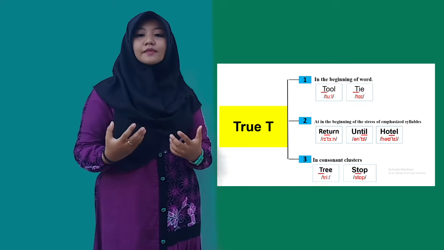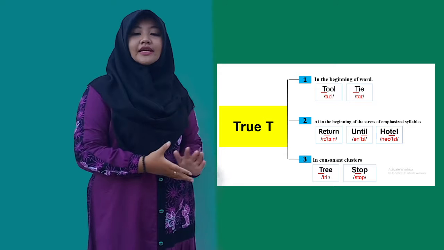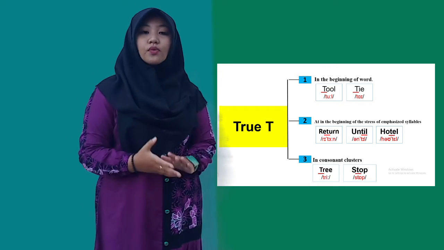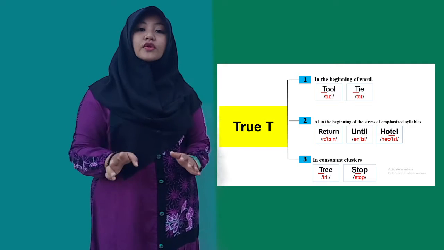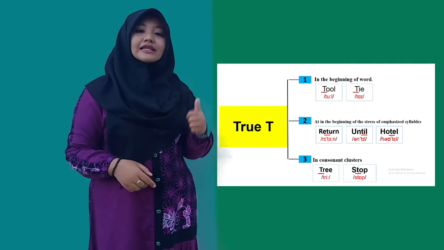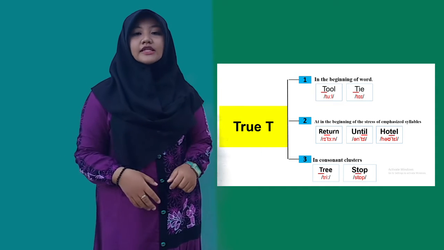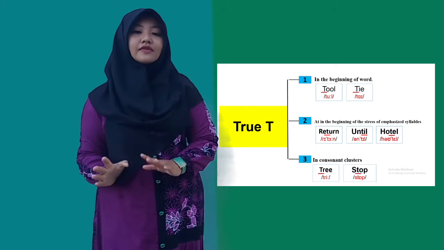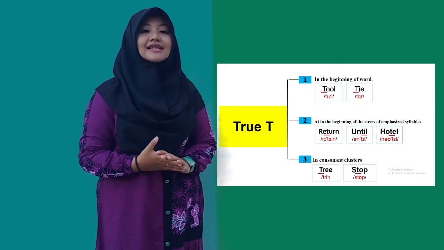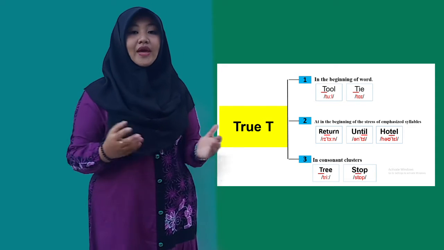And the last case, where should we pronounce the true T? If the T happens in consonant clusters. What is a cluster exactly? A cluster is 2 consonants that occur next to each other. For example, T and R. T and R happen in the word, for example, tree, tree. And for another example, we also have ST. For example, stop, stop. You hear it, the true T, right?